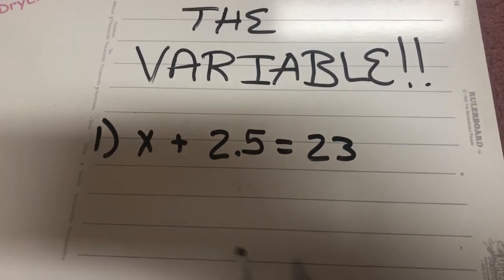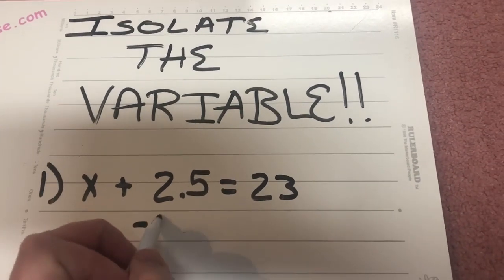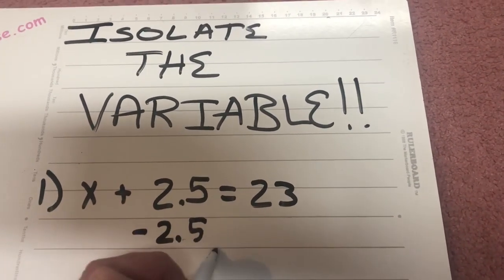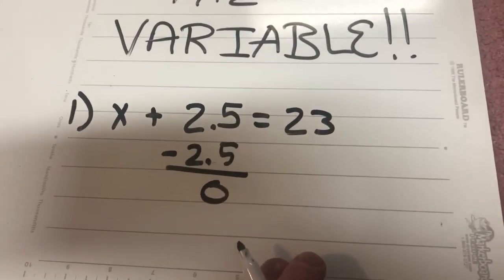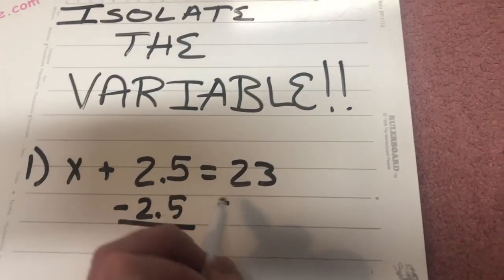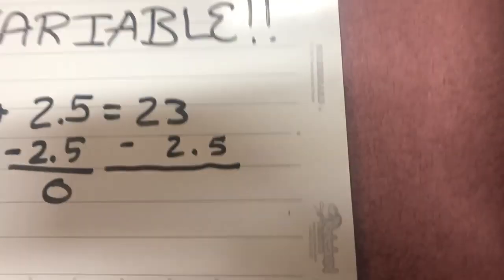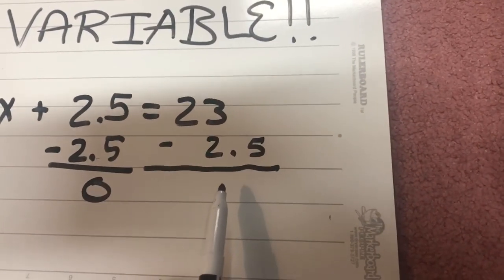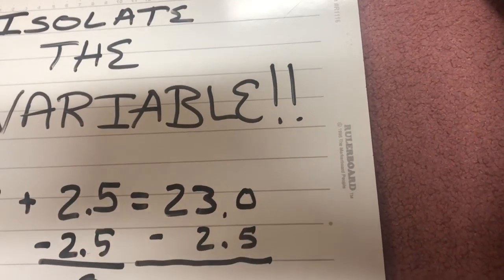So remember, when isolating the variable, since this is a plus 2.5, what we want to do is subtract 2.5 from both sides. Whatever we do to one side of the equation, we do to the other. And then since I subtract 2.5 from here, I'm going to subtract 2.5 from here. Now remember, when you get a problem like this, the decimals have to be lined up. So we can think of this as 23.0.